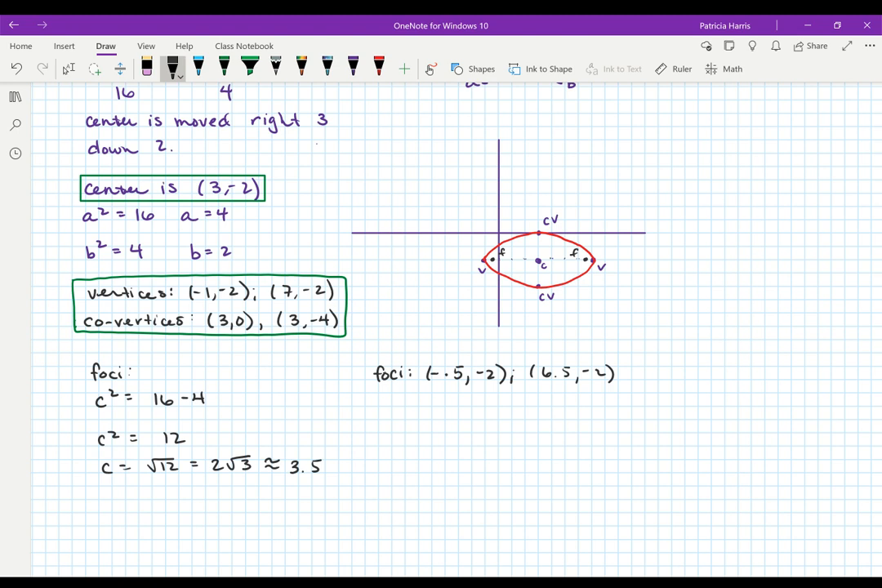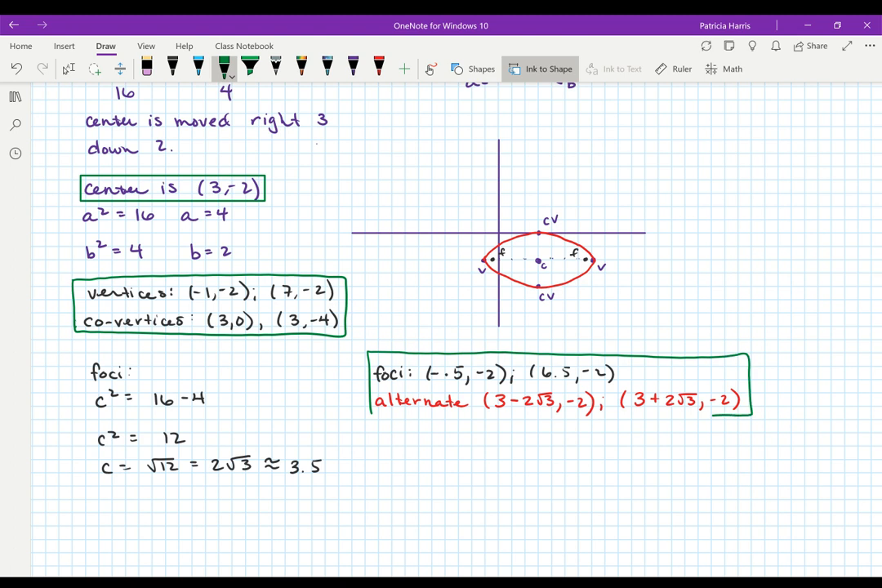So if I wanted to do the exact way, what I would do is this. I'm adding and subtracting from the left. So that means from the x. So it would go 3 minus 2 radical 3, comma, negative 2. And then 3 plus 2 radical 3, negative 2. Those are the same things. I know they don't look the same, but they are.